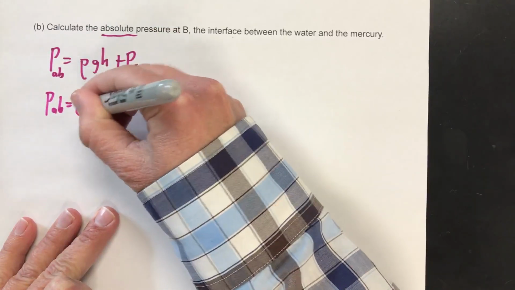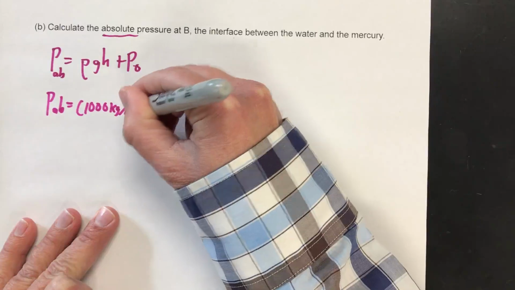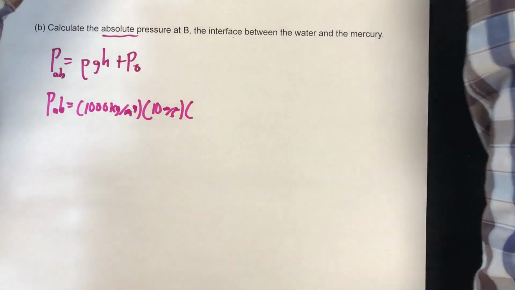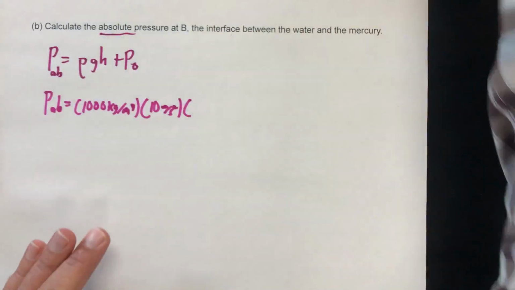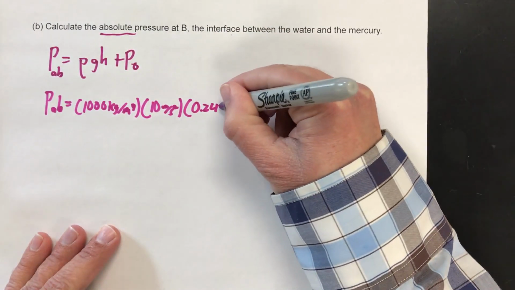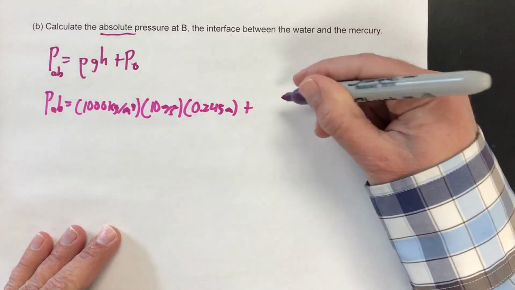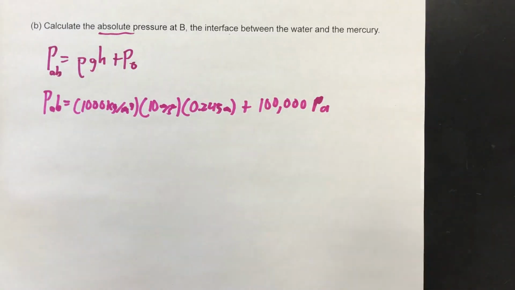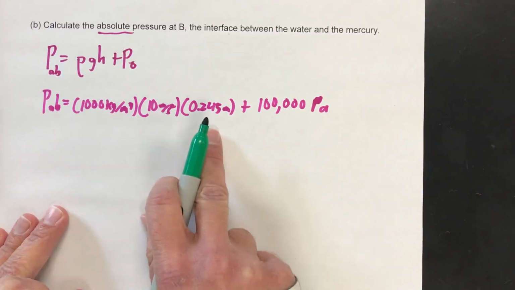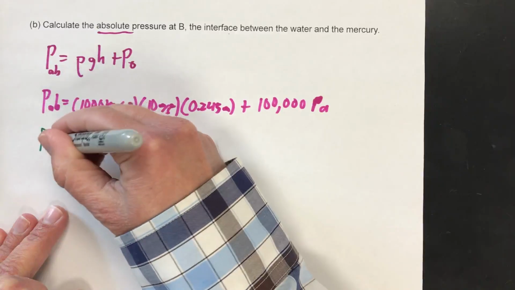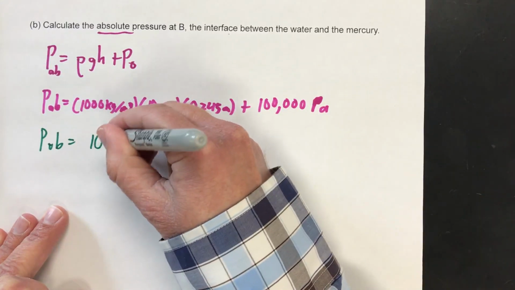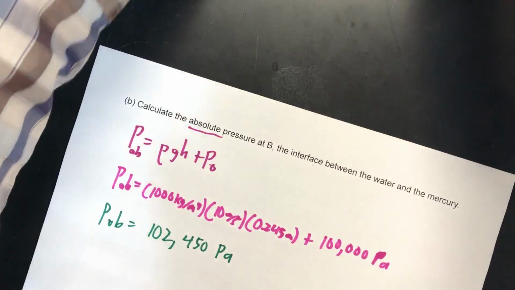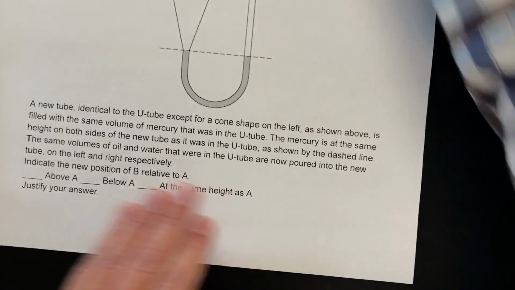So the absolute pressure is equal to the density of water, 1,000 kilograms per cubic meter. The gravity is 10 meters per second squared. The height, now here we do have to convert it into meters. So it's 24.5 centimeters, so you've got to change that to 0.245 meters. And then we have to add in atmospheric pressure, which they allow us to round off to 100,000 pascals. So working this out, multiply these three out, add in your 100,000 here, and you should get that the absolute pressure is equal to about 102,450 pascals.